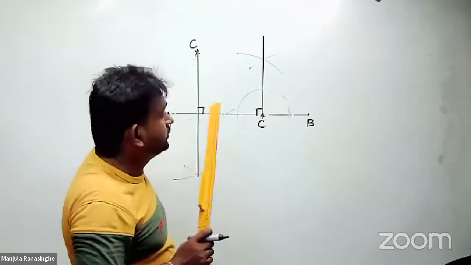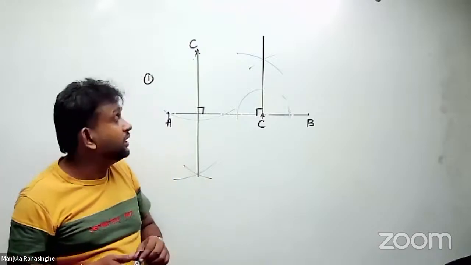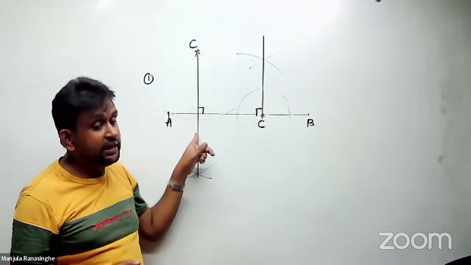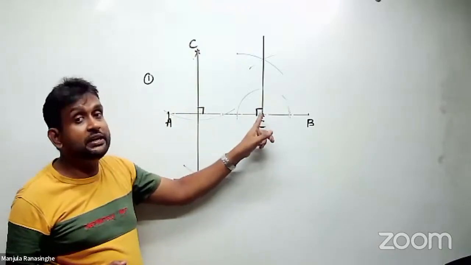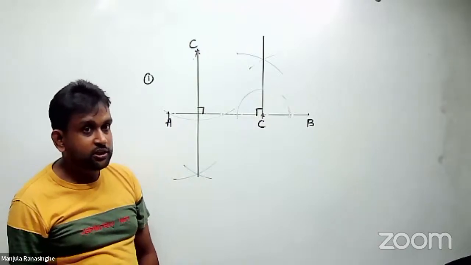Right. So that is how you draw a perpendicular from an external point to a line and a perpendicular at a point on the line. The two different things. Okay. So that is done.